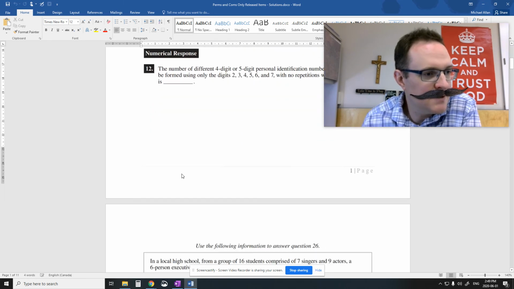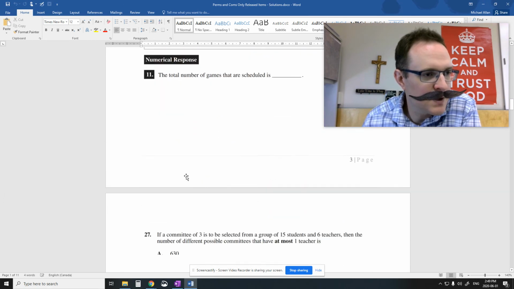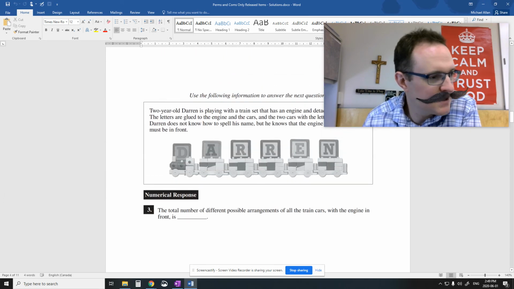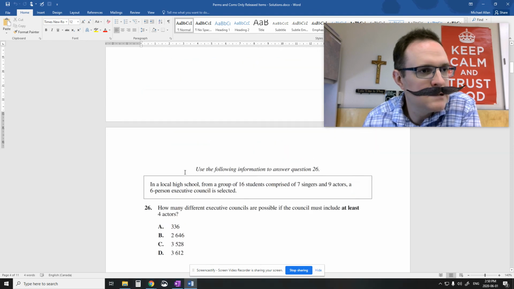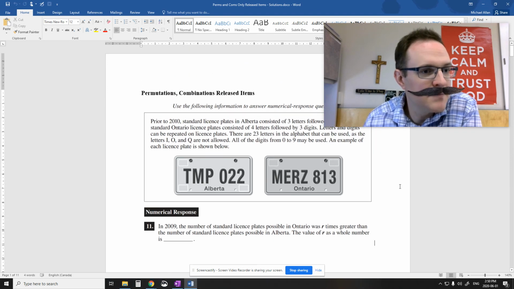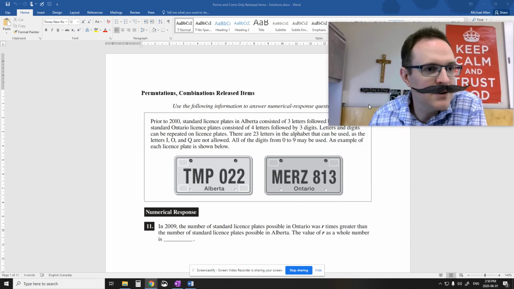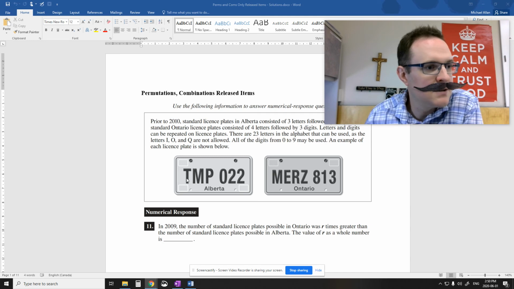So let's go through some of these, and you can see it's quite a mixed array of questions here. We've got 11 pages, so let's try this out. Prior to 2010, a standard license plate consisted of 3 letters followed by 3 digits. You can see here Ontario consists of 4 letters and 3 digits.